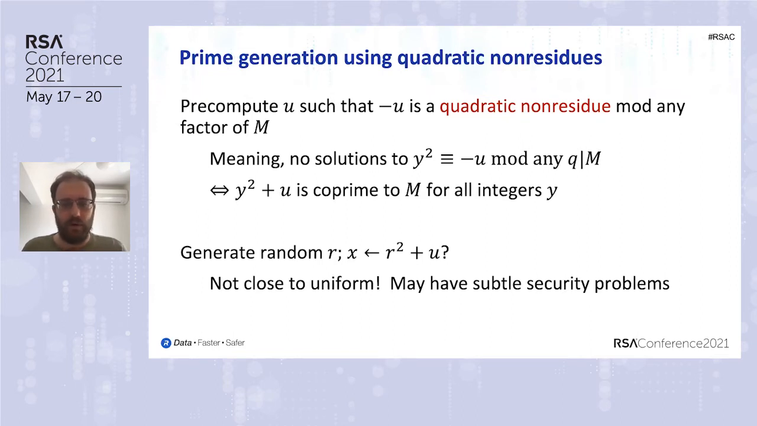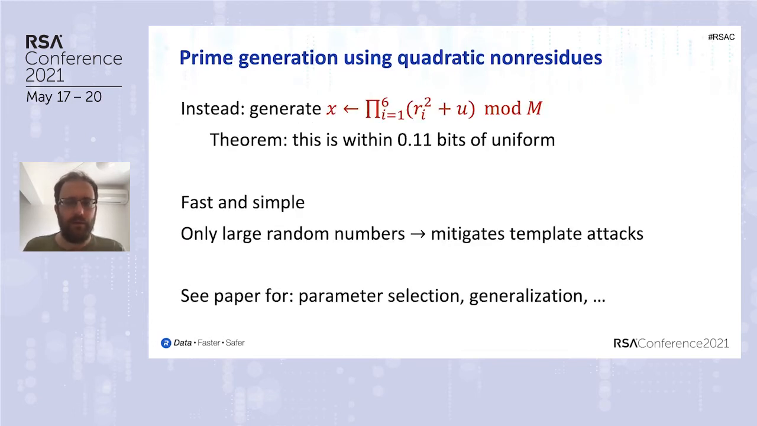Now that itself doesn't work because while it does give you a random prime, it doesn't give you a uniformly random prime. Only a very small fraction of numbers are of this form. So you might be worried that it would have subtle security problems. However, if you take a number of these and multiply them together mod M, the product of two values that are coprime to M is again coprime to M, then the more of these that you multiply together, the closer you'll get to uniform. So we have a theorem to this effect, and we suggest that if you multiply six of them together, it's probably close enough.